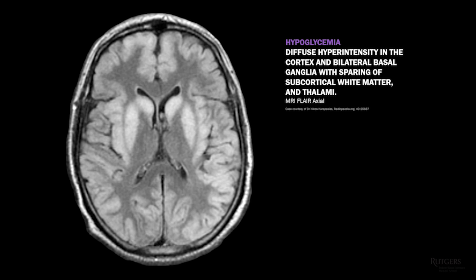So this axial T2 image through the basal ganglia shows extensive damage to the areas of the brain that need glucose the most, the cortical ribbon and the basal ganglia. And you're going to say, well, this looks exactly like the image of a patient with hypoxic ischemic encephalopathy. And you're absolutely right. The same parts of the brain that need oxygen also need glucose.